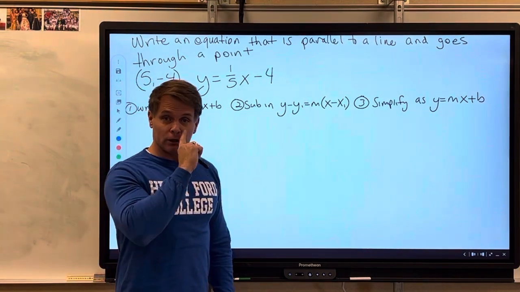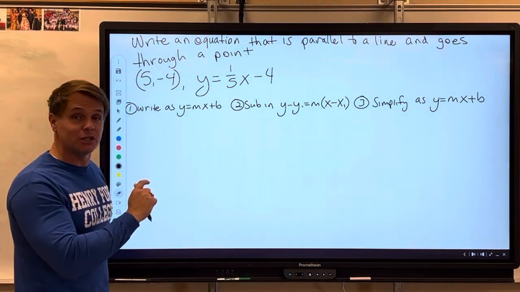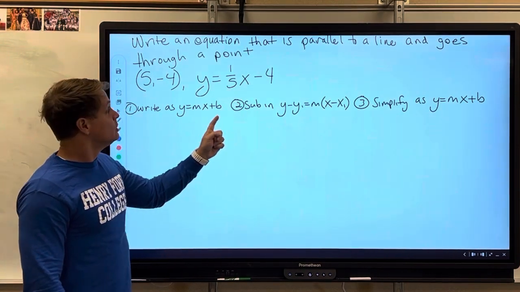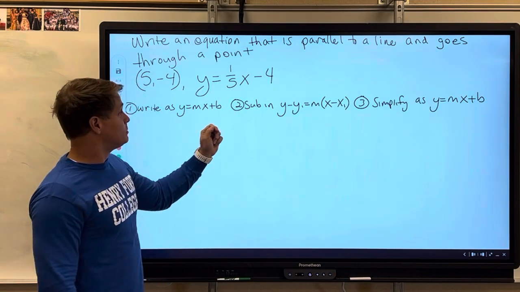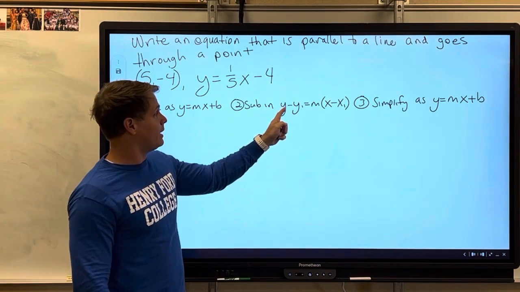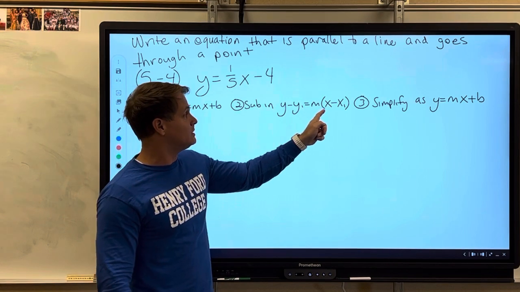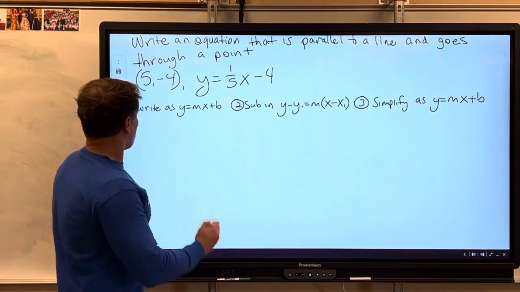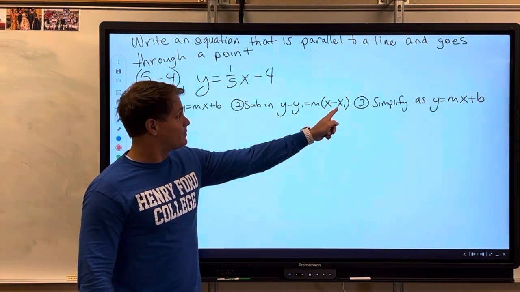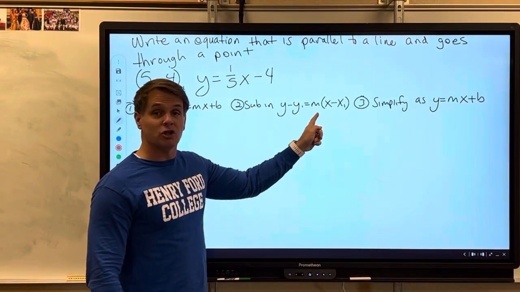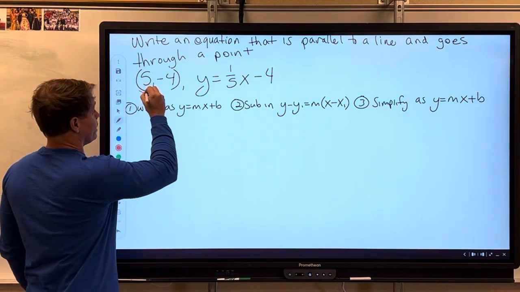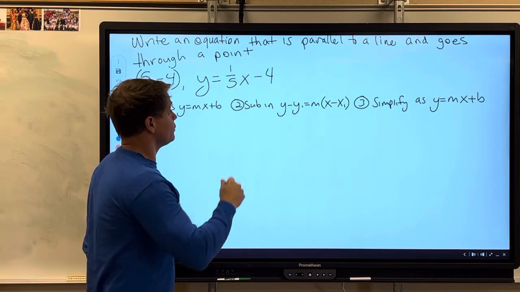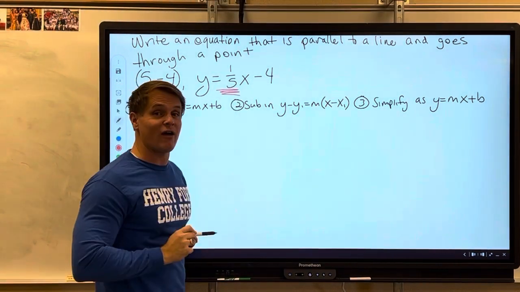The first thing that we're going to do is make sure that the equation is in y equals mx plus b form, and it is. So now we're going to go to step 2. Step 2 is we're going to substitute in y minus y1 equals m(x minus x1). That's called point slope form. Now what I'm going to need is the x value, the y value, and the slope. The x value is right here, x1. The y value is right here, y1. And the slope is right here, 1/5.